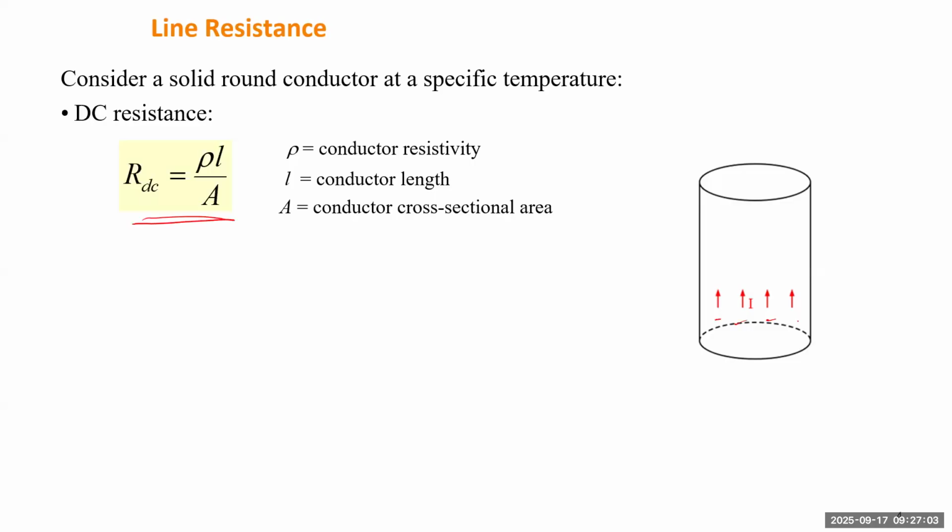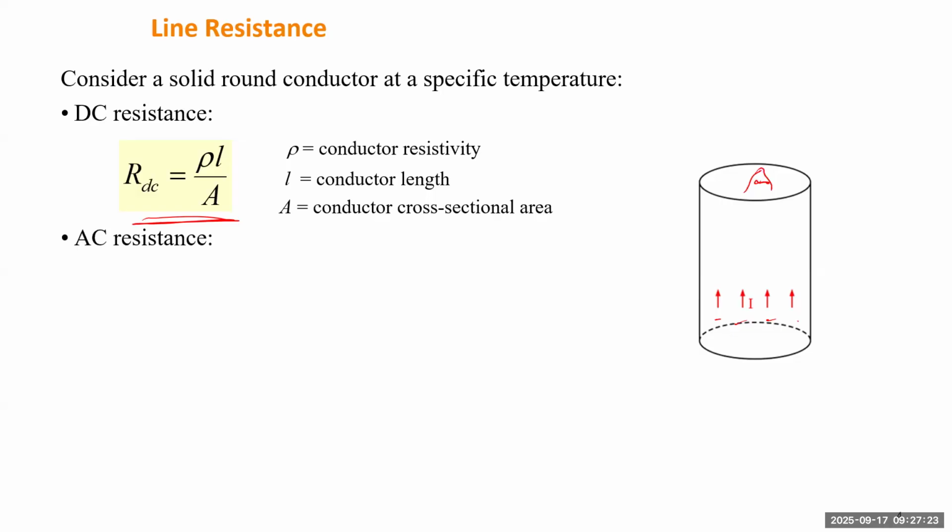DC resistance is based on this formula. The rho is the conductor resistivity. L is the length of the conductor, so the longer the line, the bigger the resistance. And A is the cross-sectional area, which is basically this area.